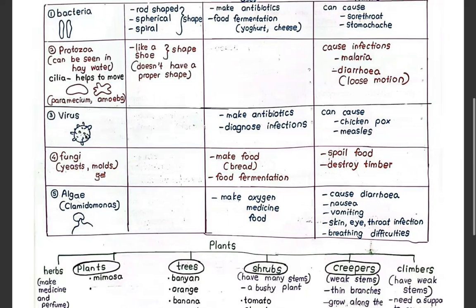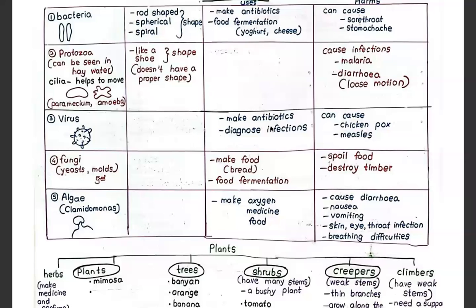You can see a picture of a virus. And what are the uses of viruses? You can make antibiotics using viruses, and you can diagnose infections. When we get infections, viruses are helpful for diagnosing. Then it can cause chicken pox and measles.